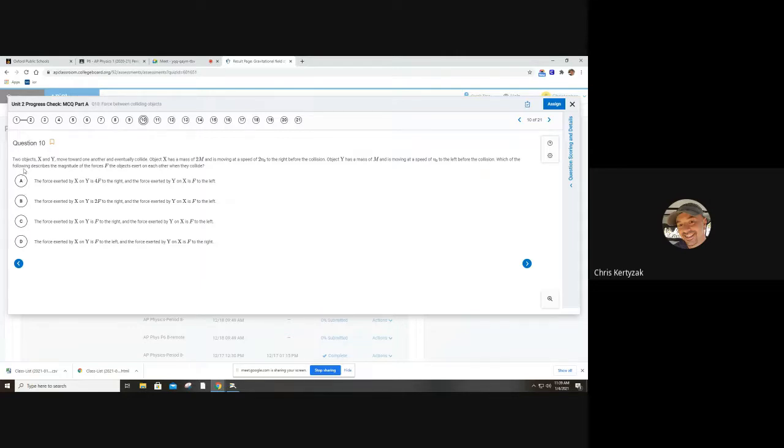Number 10. Two objects, X and Y, move toward one another and eventually collide with each other. Object X has a mass of 2m. So let's just sketch this up.